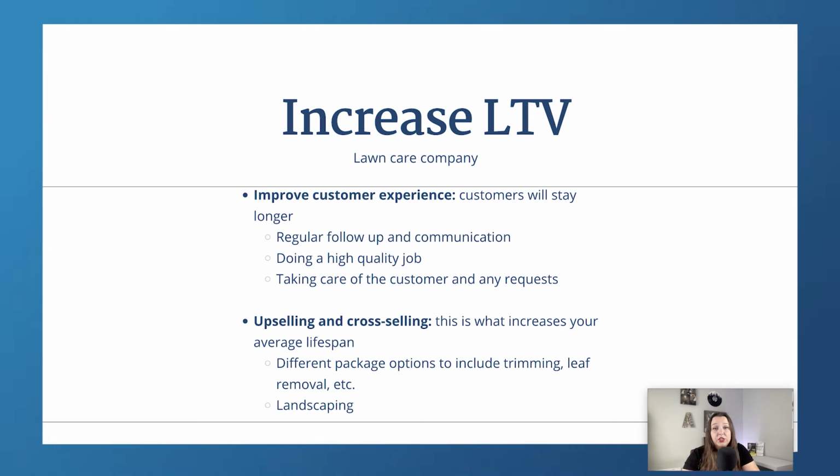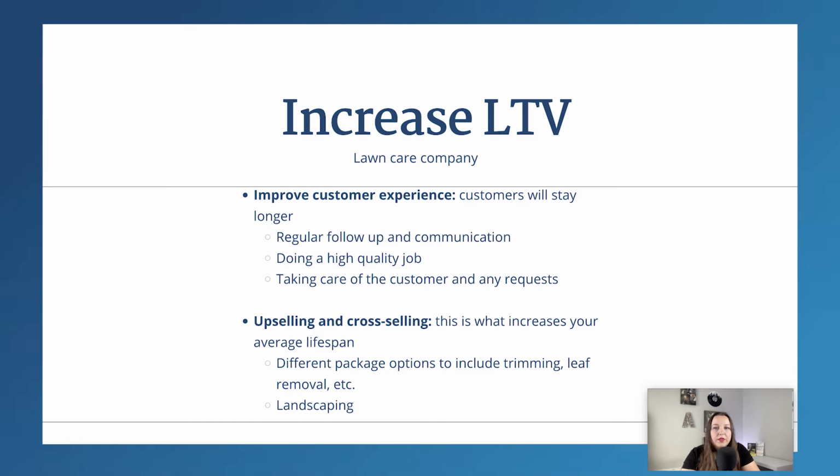All you have to do is show up, do what you said you were going to do, and do a good job, and people will stay with you. So this means following up regularly, having regular communication with your customers, doing a good job. I feel like I shouldn't have to say that, but as a customer, I can tell you I've experienced not good jobs. And this also means just taking care of your customer.